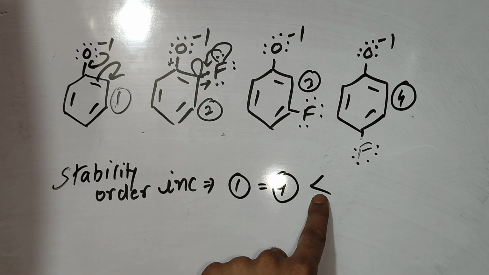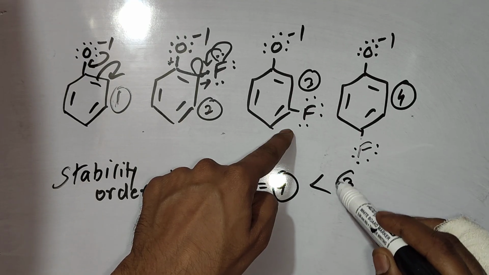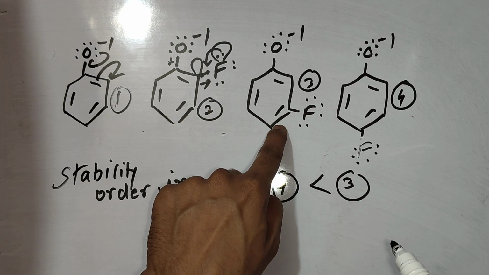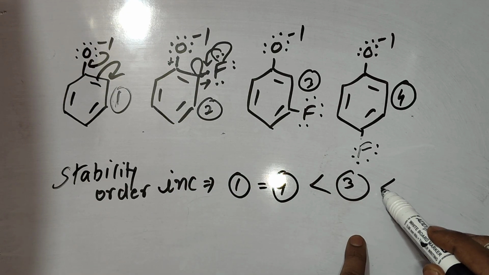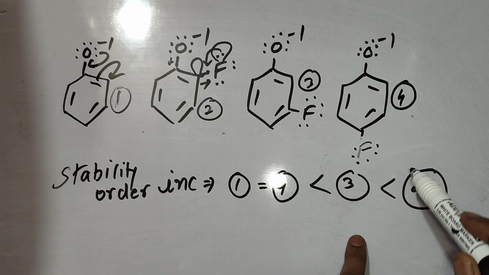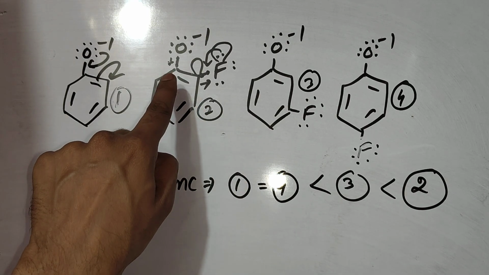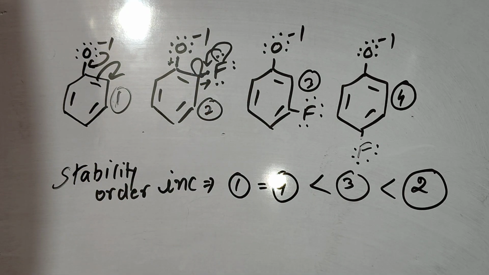And they are less stable as compared to the third, which was getting stability due to plus R of O and weak minus I of F. And the second will be the most stable anion here because it is getting stability due to plus R of O and strong minus I of F. This one. This is the stability order.